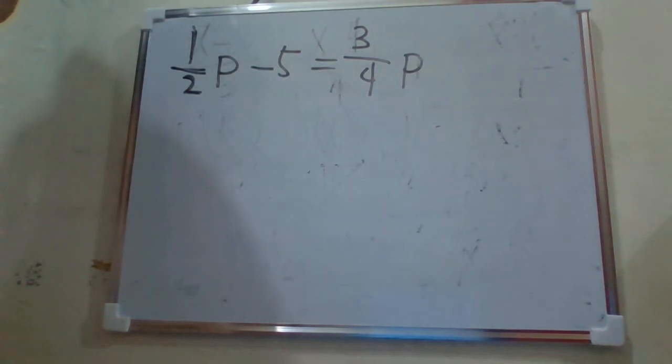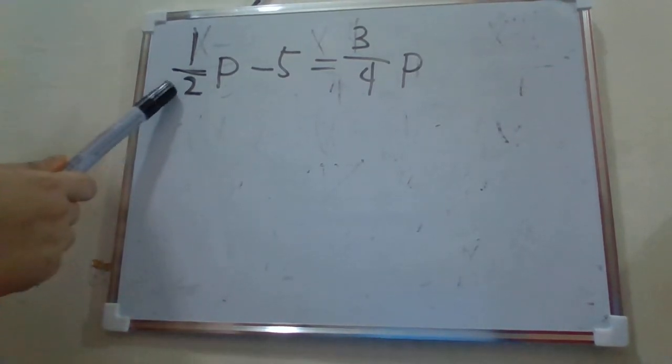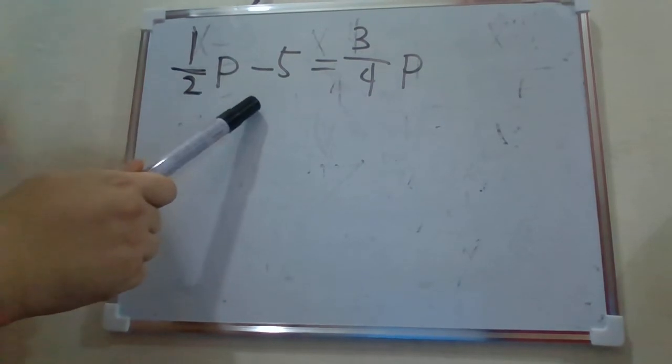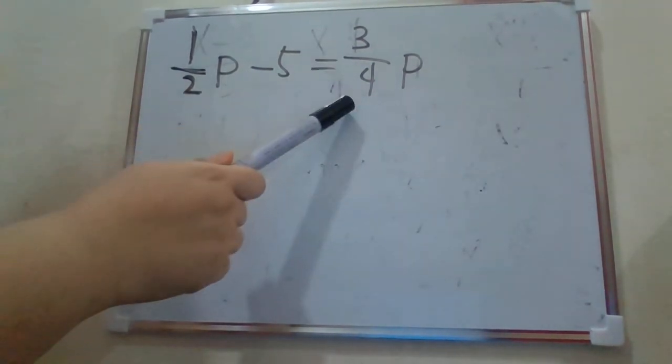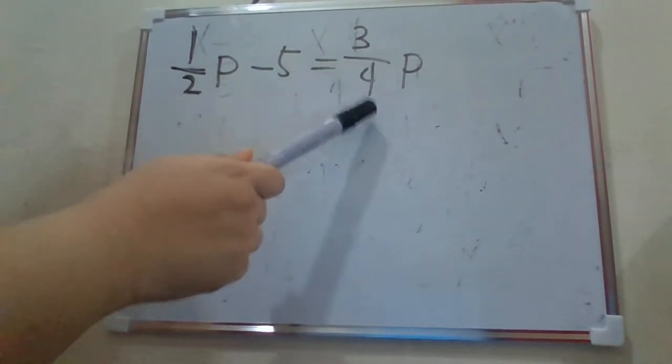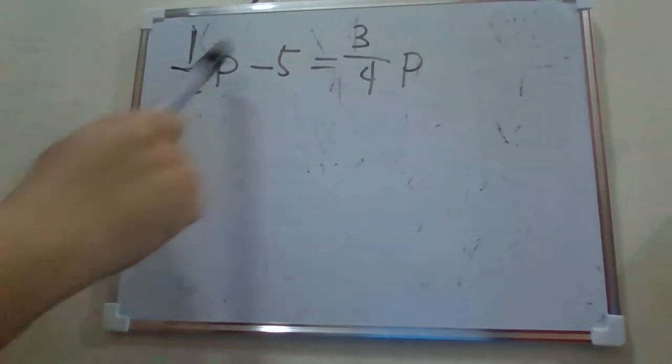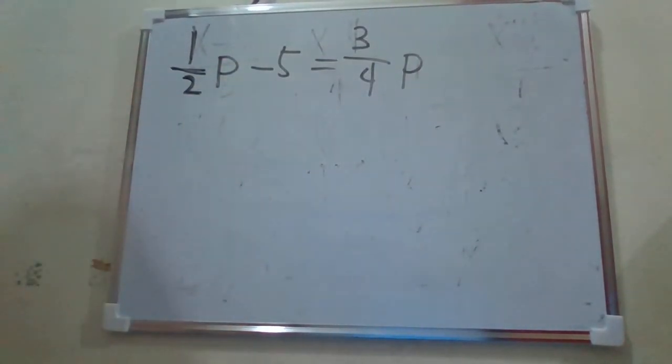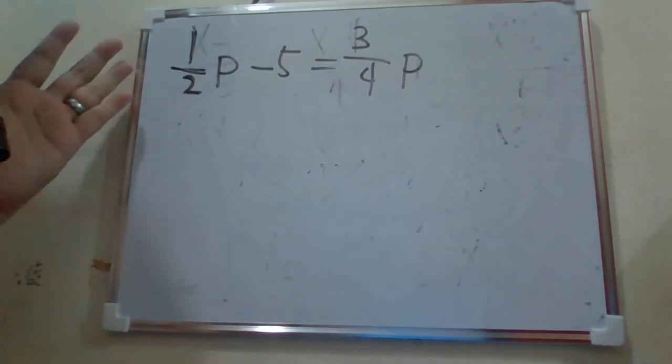Here's another lesson for linear equations. We have here an example: 1/2 p minus 5 equals 3 over 4 p. So we have a fraction, as you see, as the coefficient of the variable p. So how are we going to solve this equation?